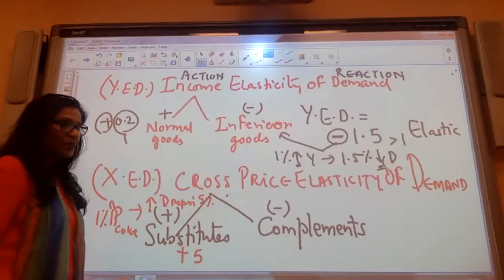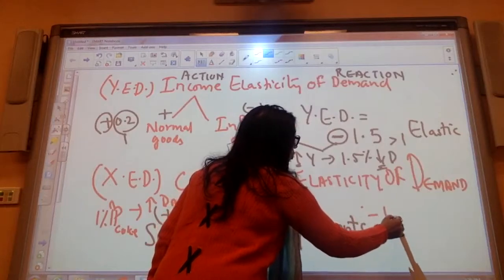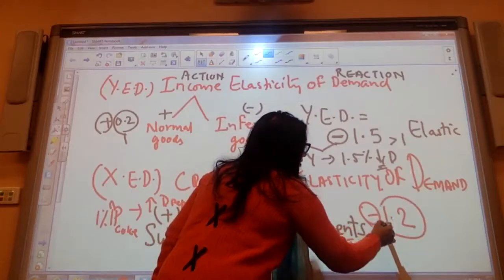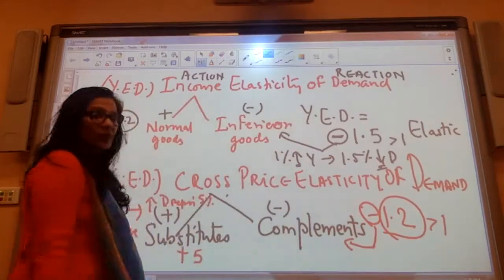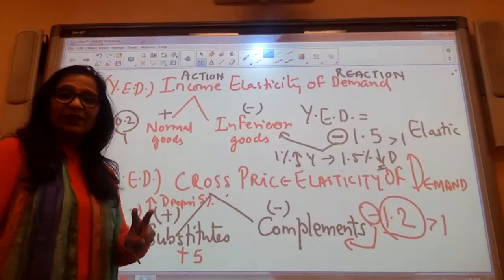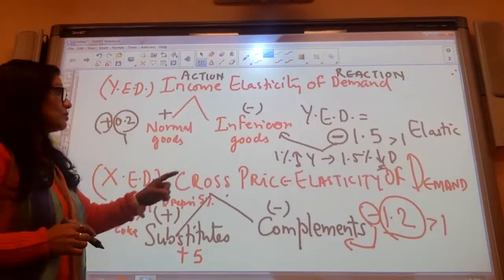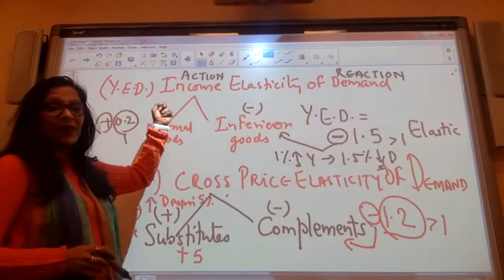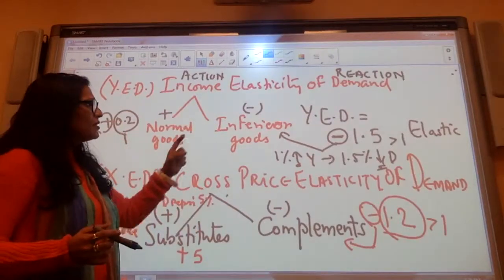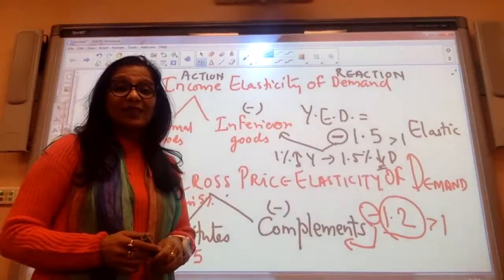On the other side, with complements, what is the sign telling us? If it was, let's say, minus 1.2, it means it's a complementary good, and this is again elastic because it's more than 1. So the sign only tells us how the two variables are related, whereas the numbers tell you whether the reaction was more or less. If reaction divided by action is more, the answer is going to be more than 1. It doesn't matter if it is 0.2 or 0.1; as long as my answer comes out more than 1, it is elastic.